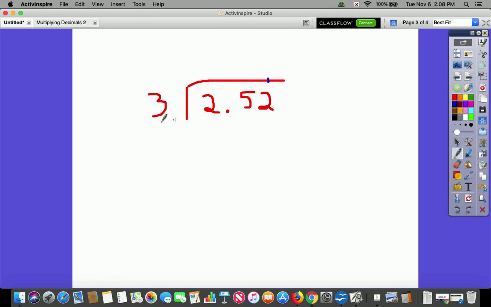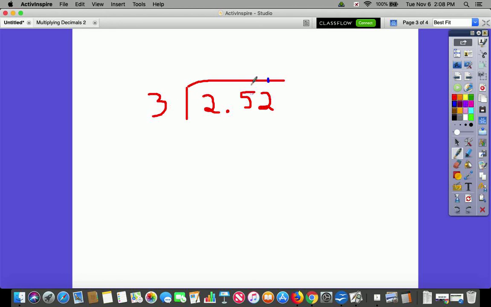And we're going to divide them by whole numbers this time. And the nice thing about dividing decimals is we really don't care about the decimal until we have our answer at the top. So on this one, we're basically just going to think 252 divided by 3. Okay, so your division rules are all the same.